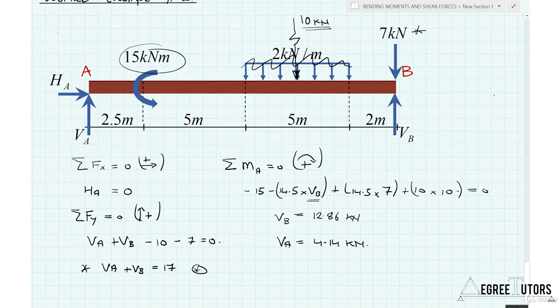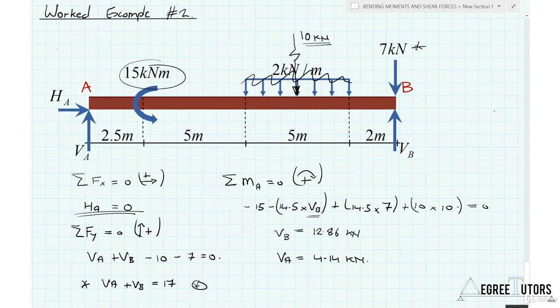So we've confirmed that the horizontal reaction is 0 because there are no externally applied horizontal forces, and our remaining two equilibrium equations have allowed us to work out VA and VB. Hopefully you were able to work through that yourself.